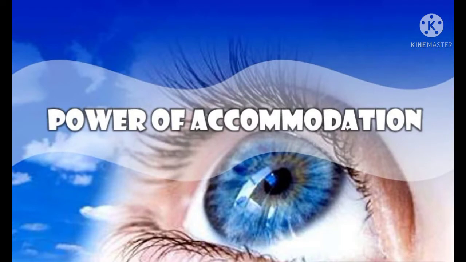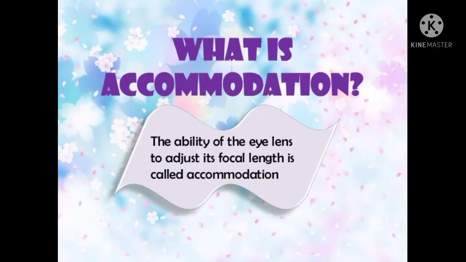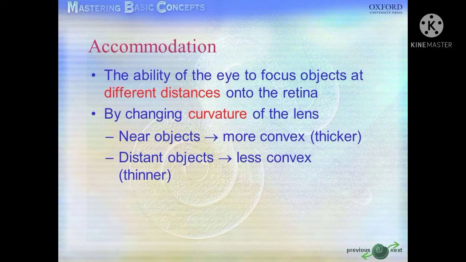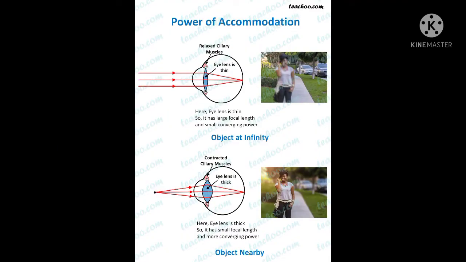Next, we are going to discuss the power of accommodation. The ability of the eye lens to focus nearby as well as distant objects is called the power of accommodation of the eye. This is achieved by changing the focal length of the eye lens with the help of ciliary muscles. When we see distant objects, the ciliary muscles relax and make the eye lens thicker. This increases the focal length. This happens in a vice versa manner for looking at an object at a closer distance.